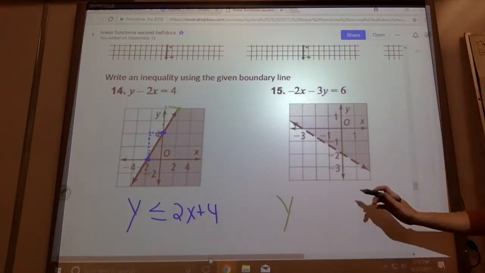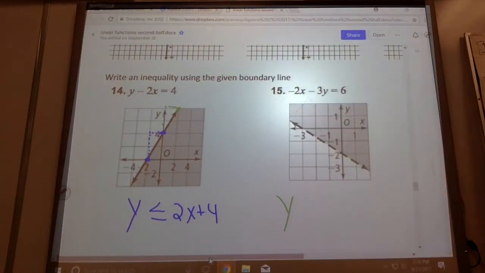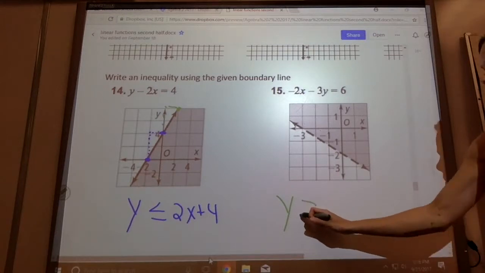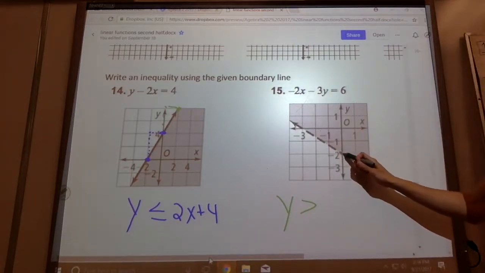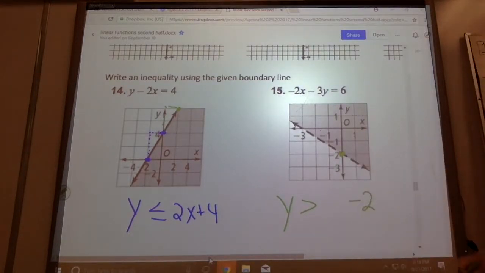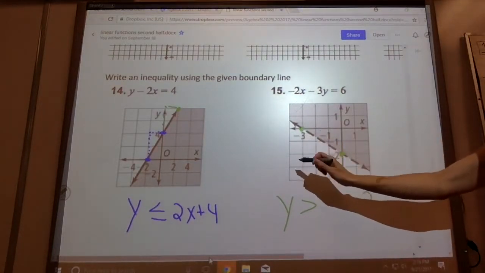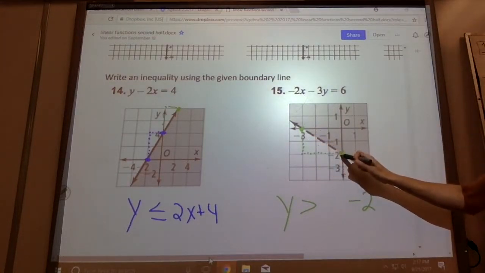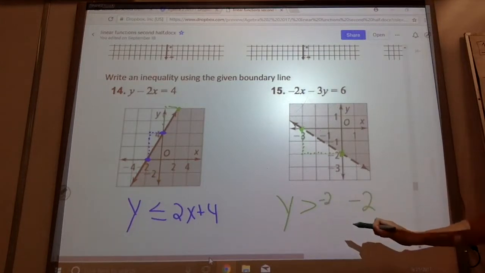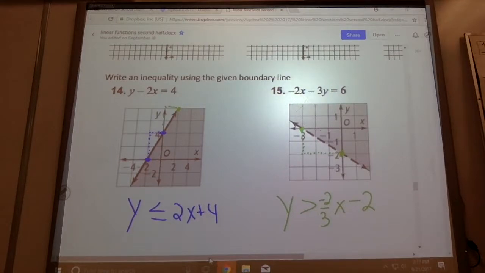Okay. So look at this one. I'm shading above, and it's a dashed line. What kind of sign is that going to be? Greater than. Greater than, just greater than, because it's a dashed line. And then what do I need? I need a slope and a y-intercept. What's my y-intercept? -2 right here. And then I need a slope, so pick another point, maybe at -3 here. So what am I doing? I'm going down 2, right 3. So down 2, that's a -2. Right 3 is positive. And there's my equation.